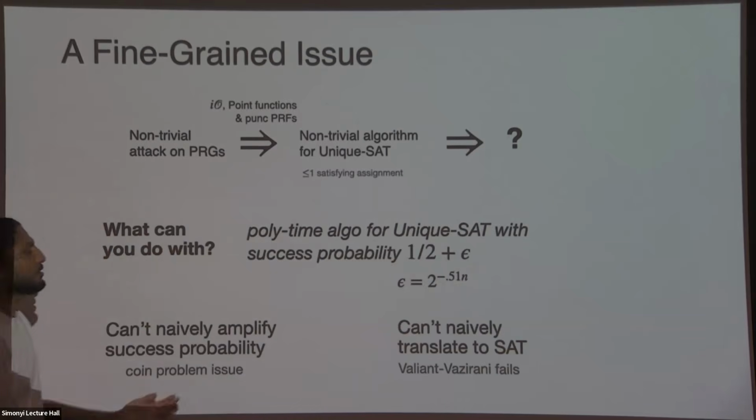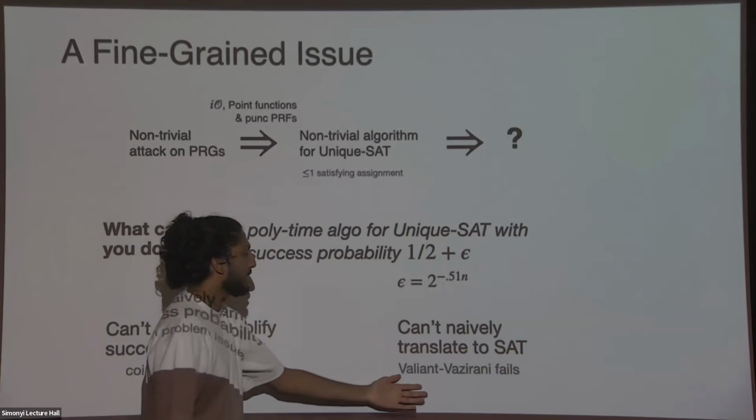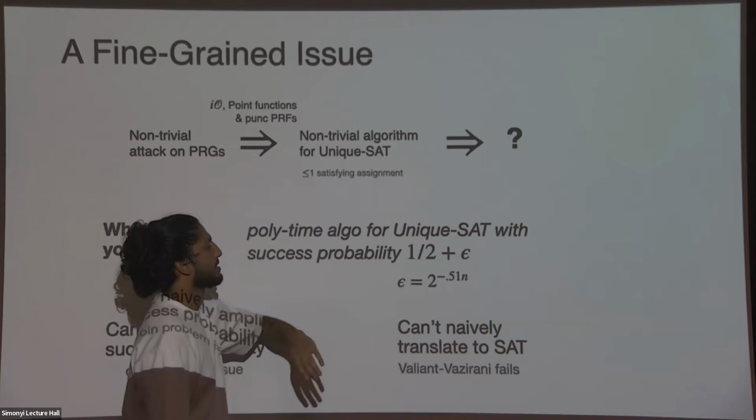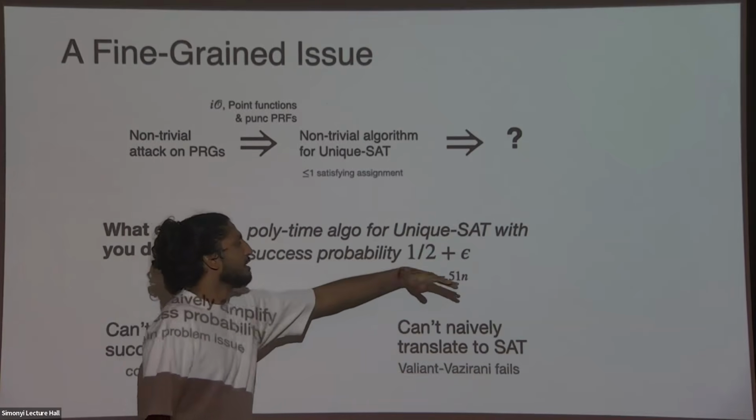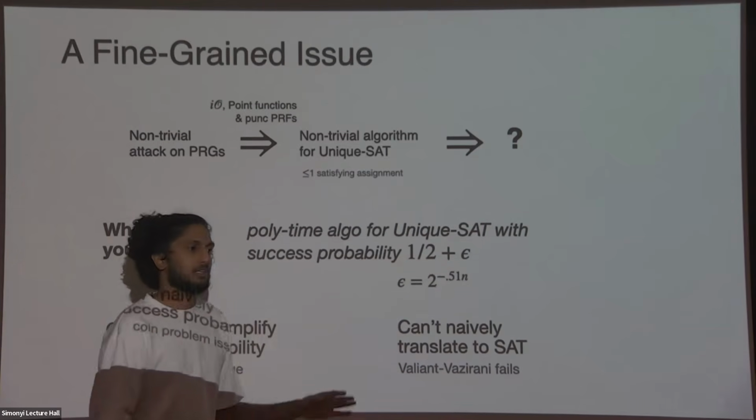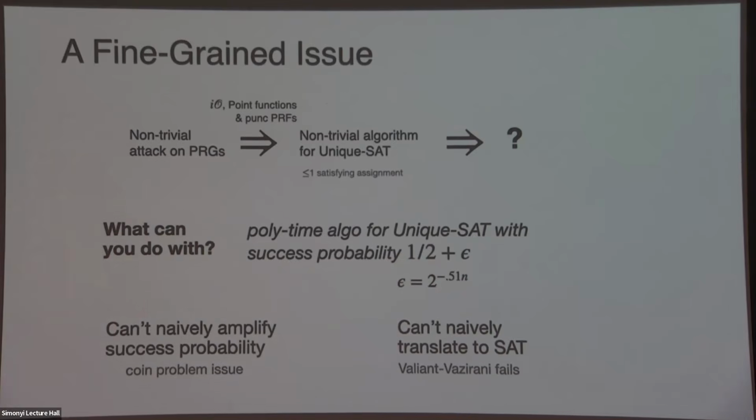And the second is you also can't naively translate this to SAT. If you try to run Valiant-Vazirani on this, you'll get n instances, but you only have a guarantee like this, and it's going to kill you. If you know what Valiant-Vazirani is, great. If not, don't worry about it. But I'm going to focus on this coin problem issue.